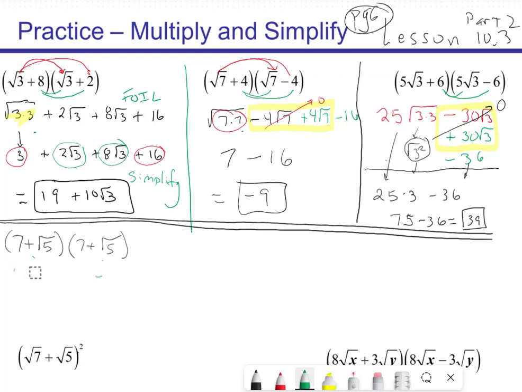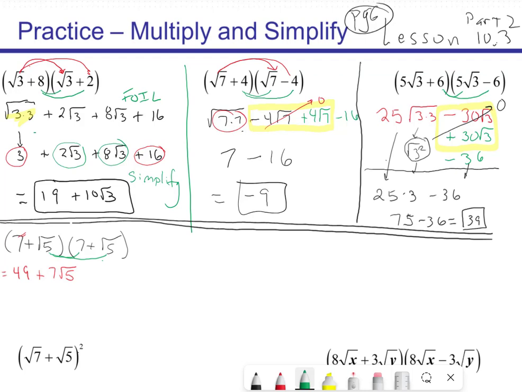All right, so let's start. I'm going to do the red distribution. 7 times 7, 49. 7 times root 5. I can't go 7 times 5 and get 35 because the square root of 5 is a radical. So all I can do is say 7 root 5. Okay, that's half of the distribution done. Now I'm going to distribute the last two. Root 5 times 7, root 5 times root 5.